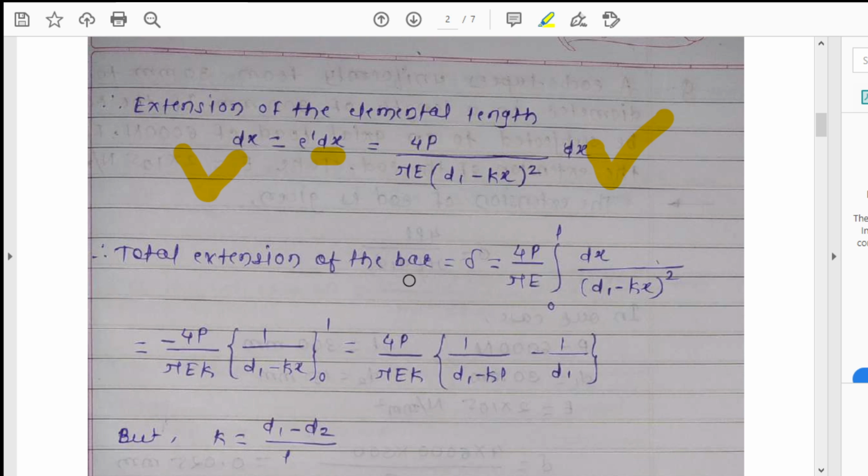So here I have written delta equals 4P upon pi, which is a constant value, so it can be outside of the integration. So integration of dx upon (d1 minus kx) whole square. नाउ इंटीग्रेशन का लिमिट क्या होगा यहाँ पे, तो जो भी लेंथ है उस रॉड की, अब रॉड की लेंथ क्या है, एल लेंथ है, तो from 0 to L we can integrate the whole rod. ओके, सो ये इंटीग्रेशन समझ में आया, आई होप.